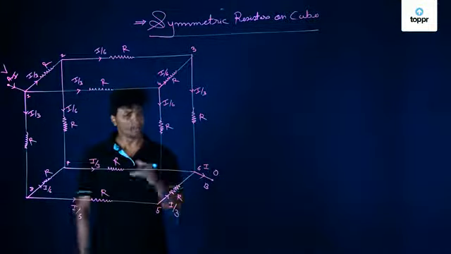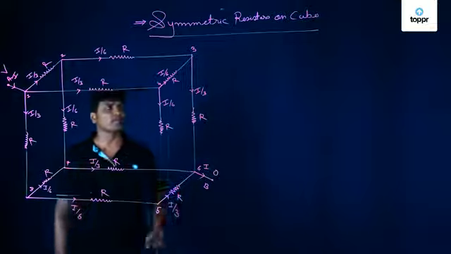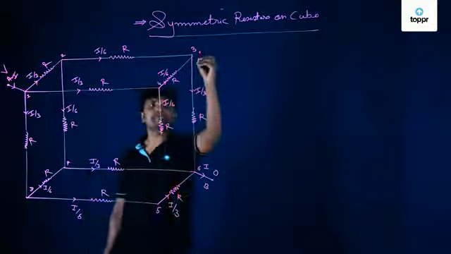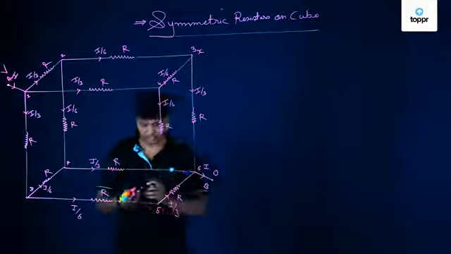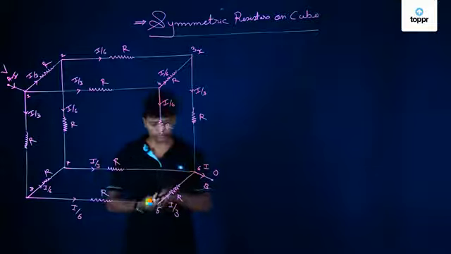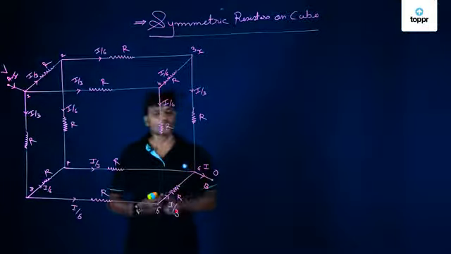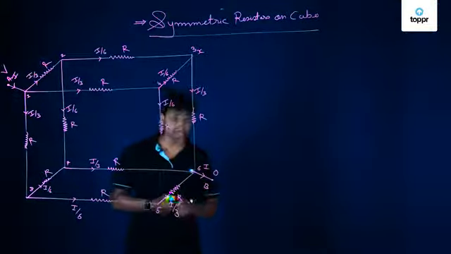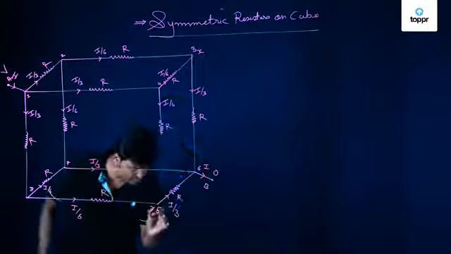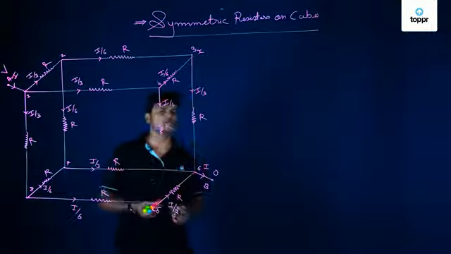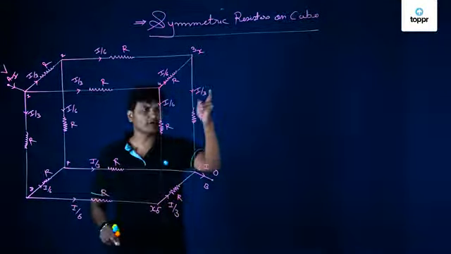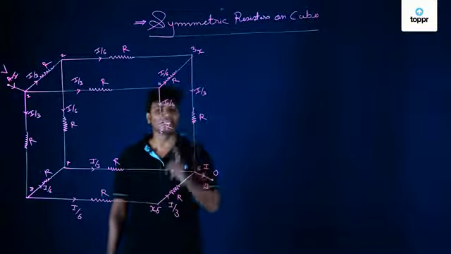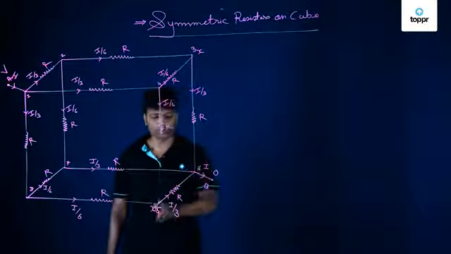Now, we want to find the potential difference between point A and point B. I am considering that the potential at point 3 is equal to x. So, can I say that the potential at point 5 is also x? Why is it so? Because, see, the amount of current is I by 3, the resistance is R, and the potential difference is I into R by 3. Here, what is the potential difference?